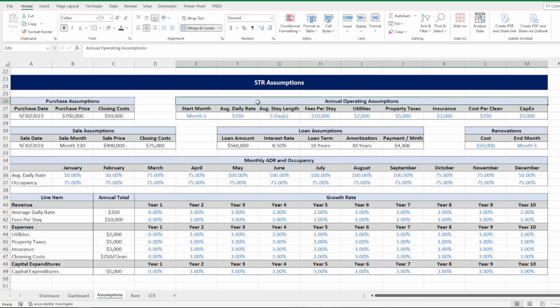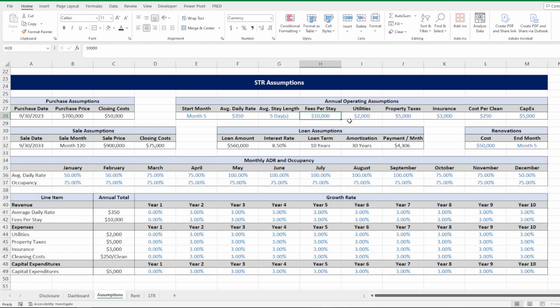The main difference is these annual operating assumptions. So we have an average daily rate now instead of the annual rent. So this is what you would be planning on charging during a typical day. You have your average stay length. You have your fees per stay.